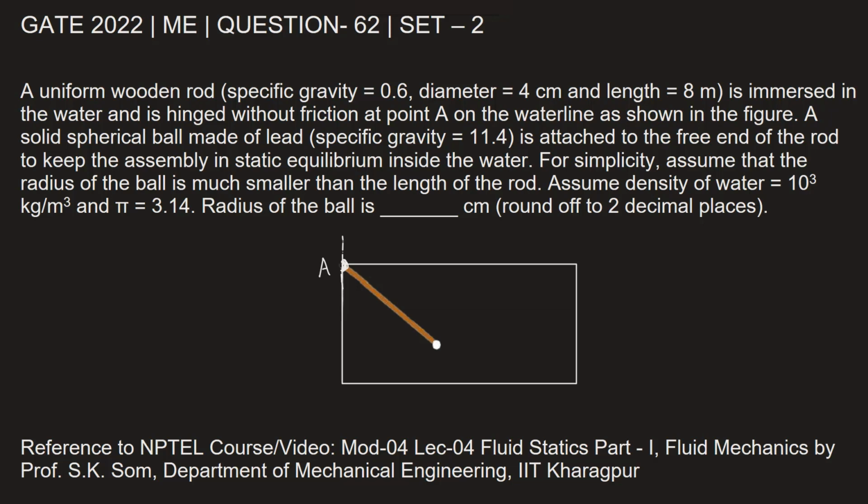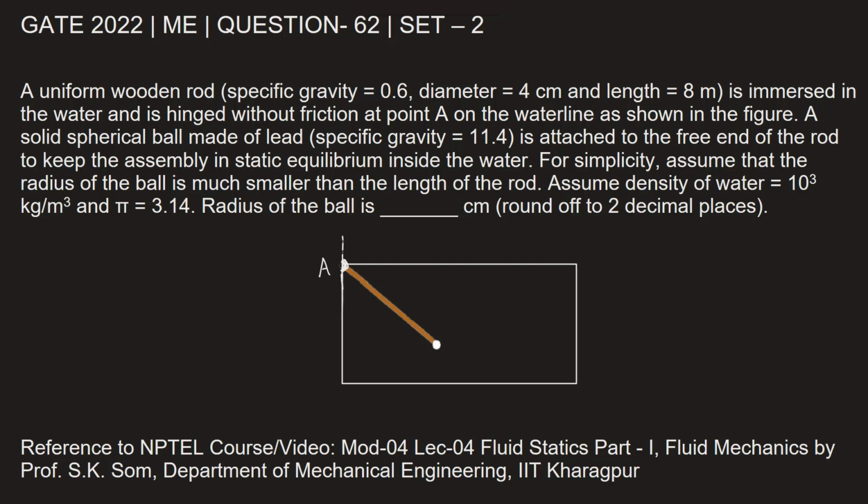A solid spherical ball made up of lead with specific gravity 11.4 is attached to the free end of the rod to keep the assembly in static equilibrium inside the water. For simplicity, assume that the radius of ball is much smaller than the length of the rod. Assume density of water as 10 to the power 3 kg per meter cube and pi as 3.14. Radius of the ball is dash centimeter, rounded off to 2 decimal places.